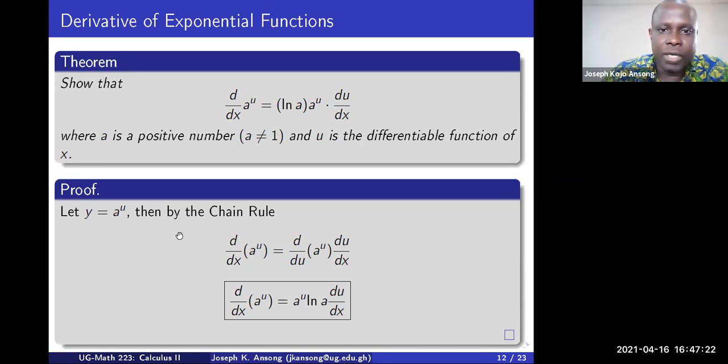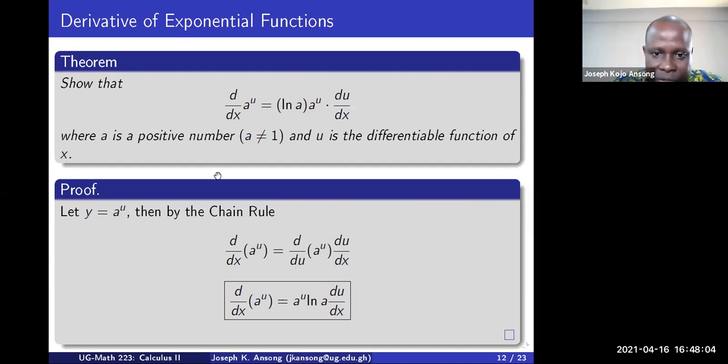We can prove that here. Again, a is positive and a is not equal to 1. U is a differentiable function of x. I've mentioned that. So to prove it, you can let y be equal to a raised to the power u. Then you can apply the chain rule. So dy dx would basically be d dx of this, using the chain rule, because there's a u here. You're going to have d du of a to the u, then du dx. But we know how to differentiate this.